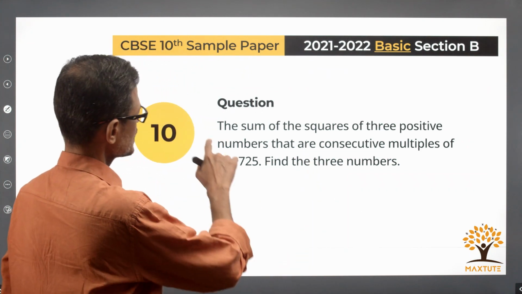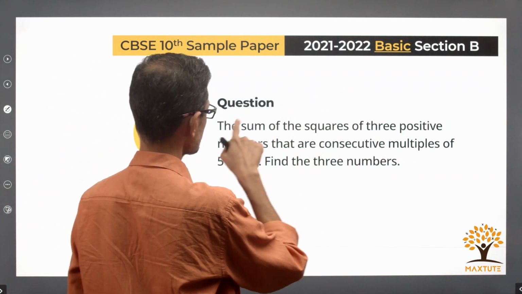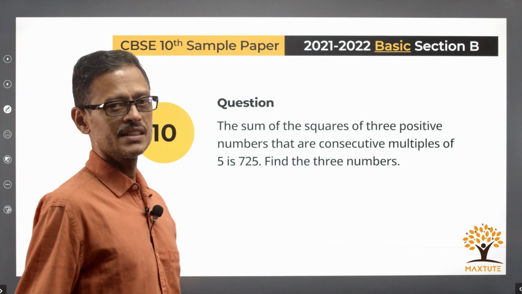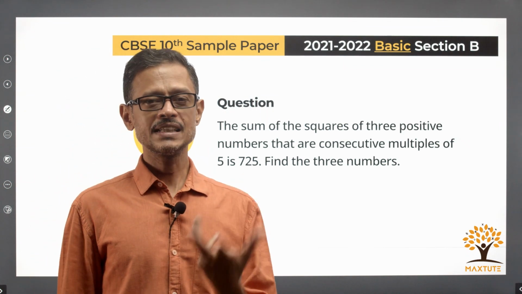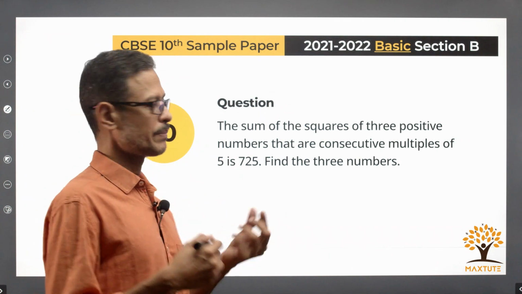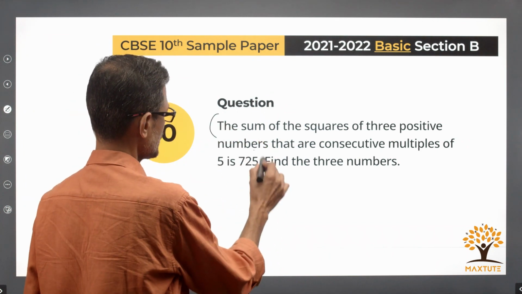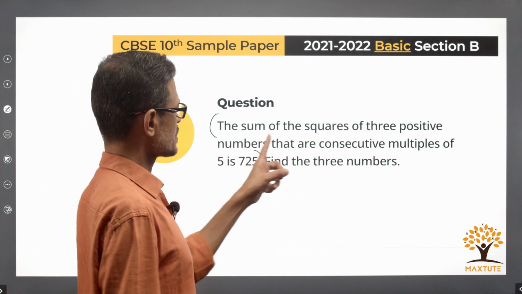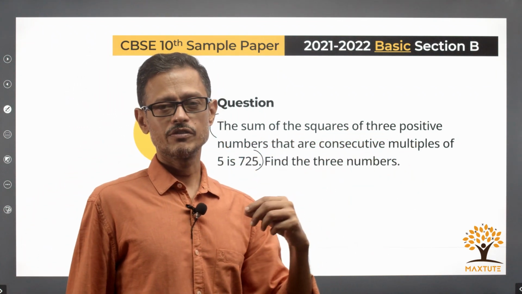So, let's get started. The sum of the squares of three positive numbers that are consecutive multiples of 5 is 725. Find the three numbers is what the question is. So, what we will do is frame the equation by breaking down the information given about the numbers. They said that these are three positive numbers that are consecutive multiples of 5.